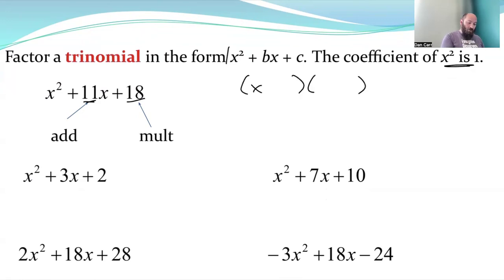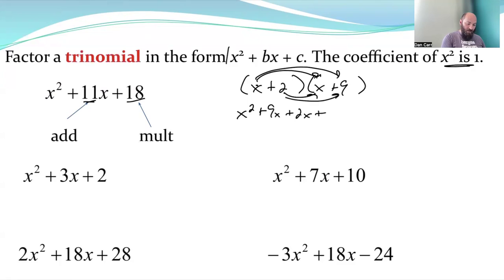If I do my distribution property with x plus 2 and x plus 9, multiplying this out, distributing it means I'm going to take x times x. So that's an x squared. X times 9 is a positive 9x. 2 times x is a positive 2x. And then 2 times 9 is an 18. Put my terms together and I get x squared plus 11x plus 18.